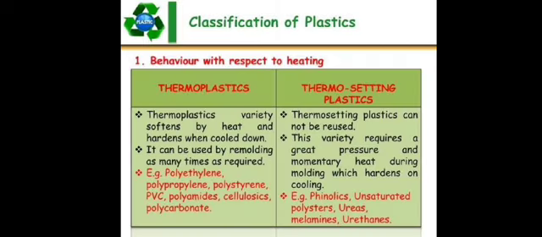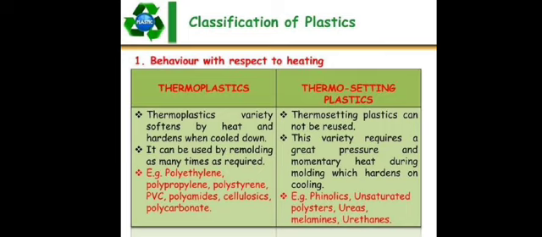Next one is based on the behavior, that means heating and cooling. When the polymer is heated and cooled, what is the difference between thermoplastic material and thermosetting material? The thermoplastic material is a variety softened by heating and hardening when cooled down. It can be used by remolding as many times as required. For example, polyethylene, polypropylene, polycarbonate, these are all examples of thermoplastic material.